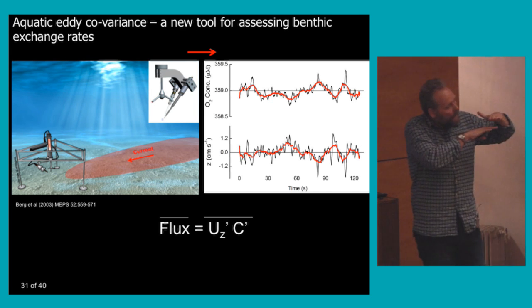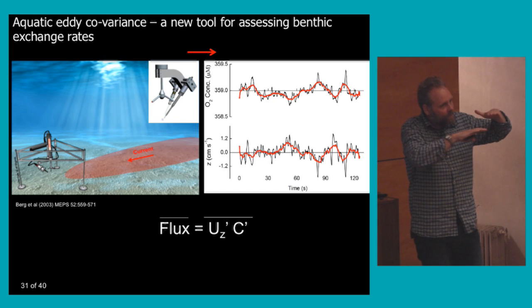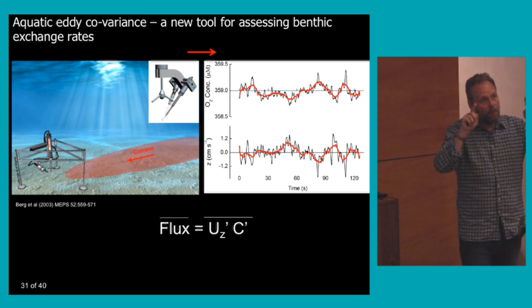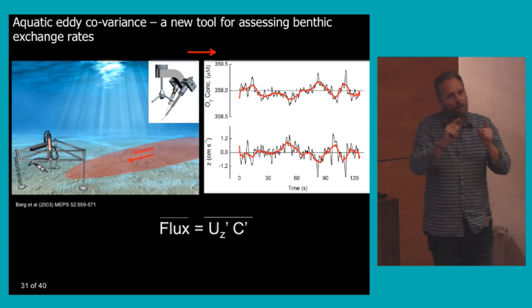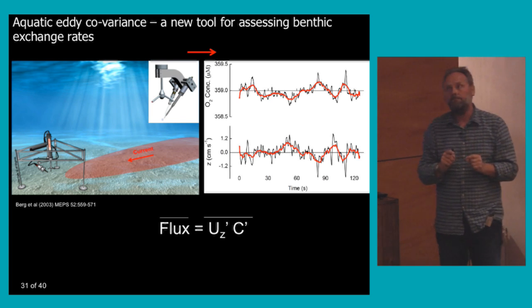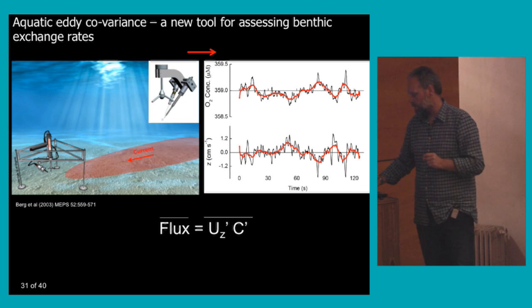The idea is that a water package that's coming close to the consuming seabed is slightly more depleted in oxygen than one coming from above. So if we measure at 64 hertz the concentration of all of these water packages and quantify where they're all coming from, we can get the oxygen flux. That's the aquatic eddy covariance approach.